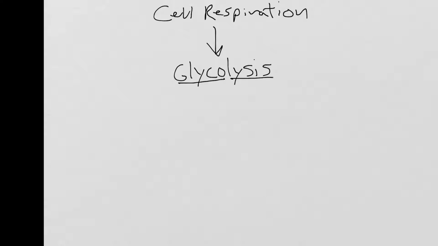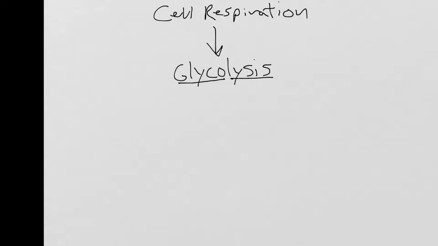Lysis means to split. So this word means to split sugar. So what are we going to do in this first step? We're going to split sugar. All right, now, here is where things get a little tricky. It is because glycolysis is going to take place in the cytoplasm outside of the mitochondrion.